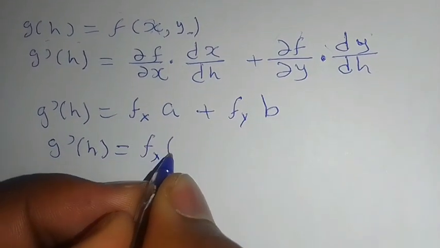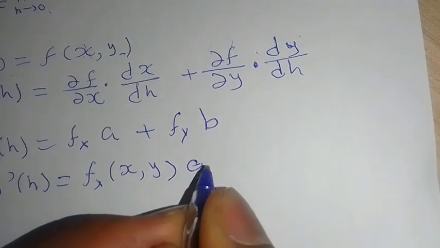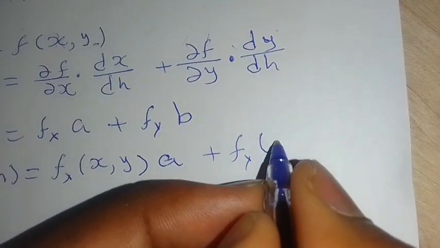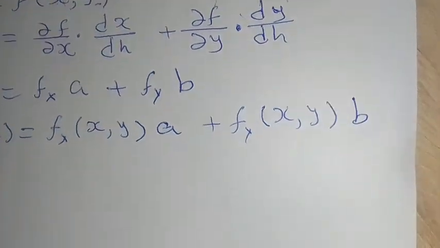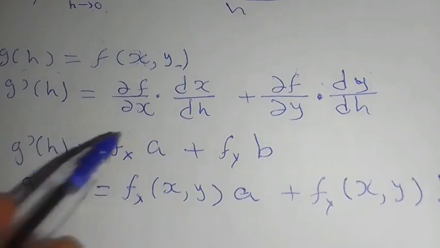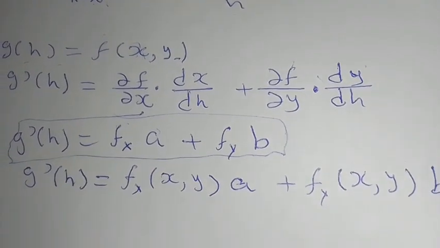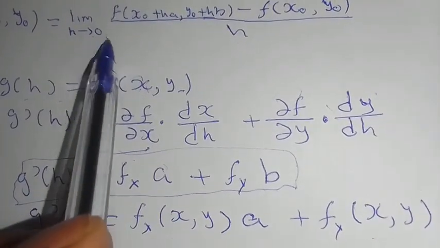So this is f_x evaluated at (x, y) multiplied by a, plus the partial derivative with respect to y of f evaluated at (x, y), and that's just going to be b, like that. This is what I basically mean, since it might be hard for you to understand when I wrote something like this. So this is what we have. But the idea is now h must go to 0.